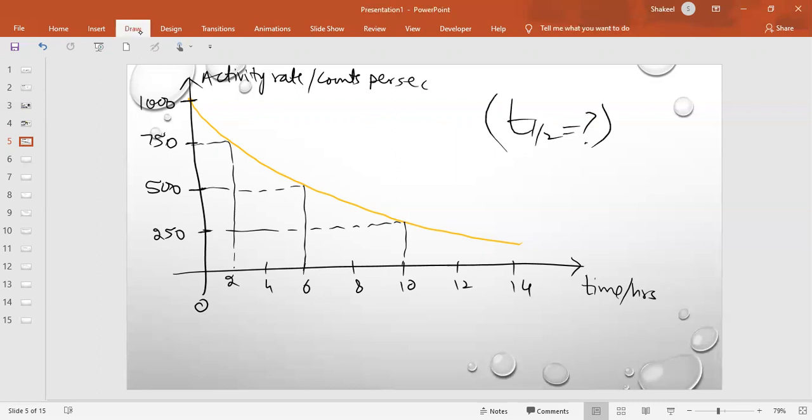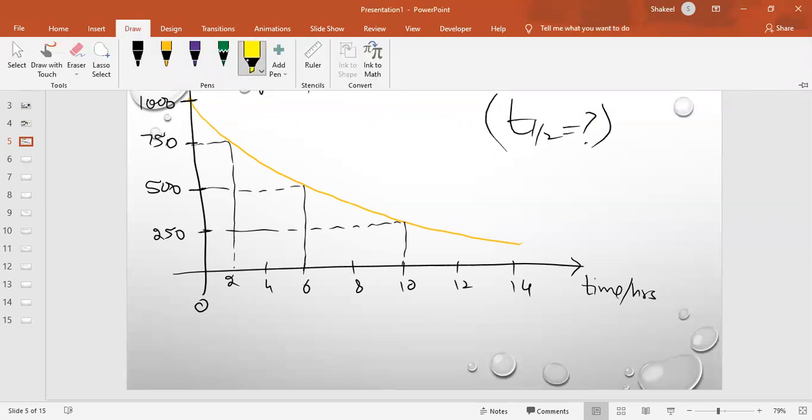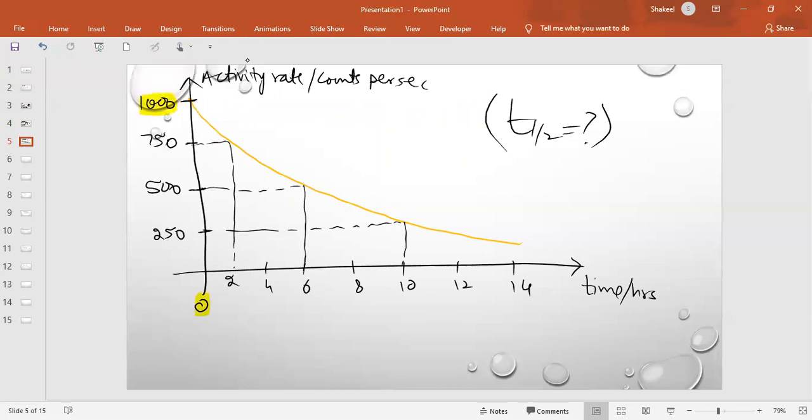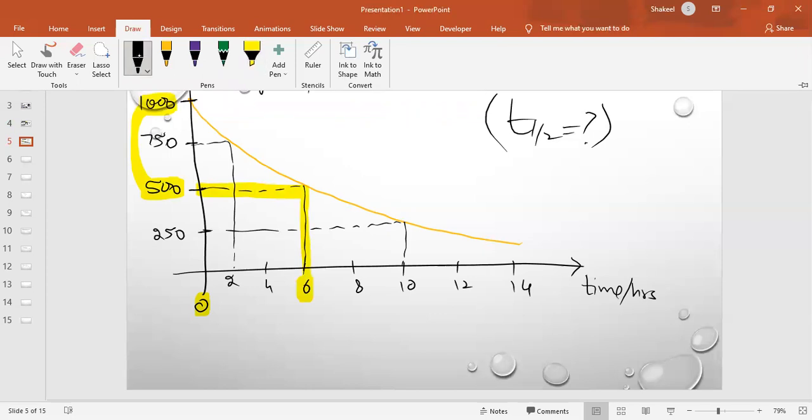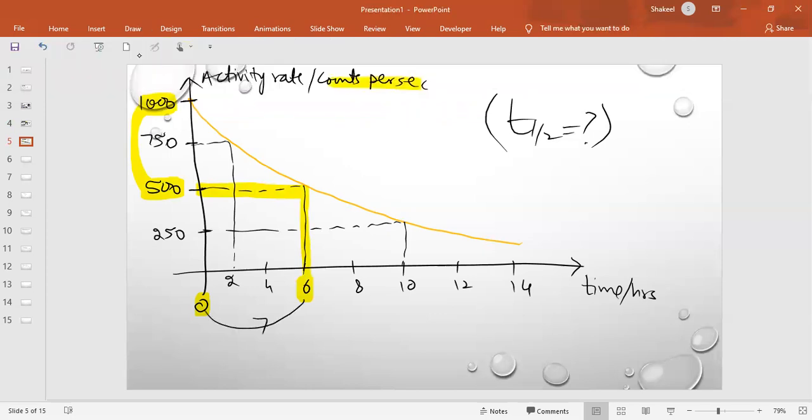So we'll now see that originally at time 0, 1000, what was the activity rate? 1000 pounds per second. So we have to look for half of it. So half of 1000 is 500. So at 500, the time value is 6 hours. It means the first half-life is 6 hours because the count rate decreases from 1000 to 500.